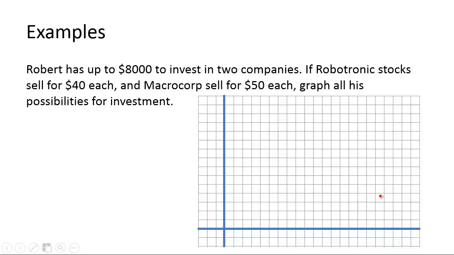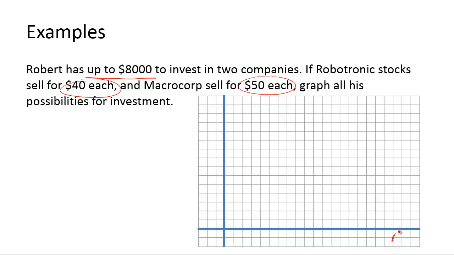Let's look at an application problem here. Robert has up to $8,000 to invest in 2 companies. Robotronics sell for $40 each. Macrocorp sell for $50 each. Graph all his possible investment possibilities.